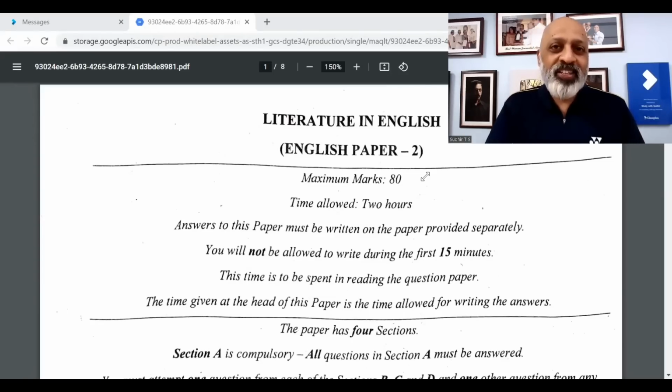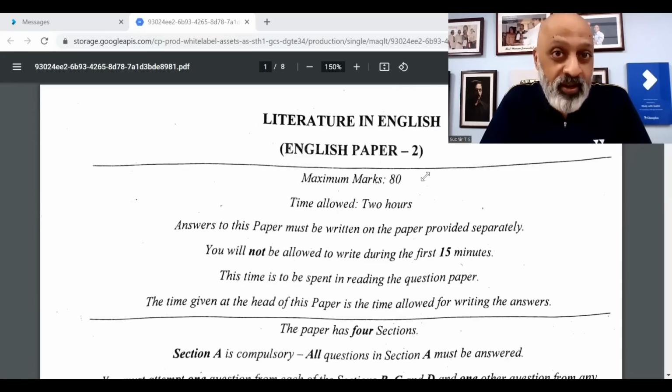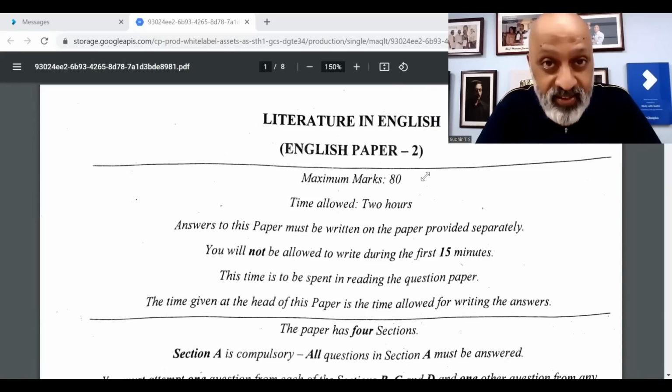How did your English literature paper go today? Well, the initial reactions are that the paper was easy and most of the students have done excellent.